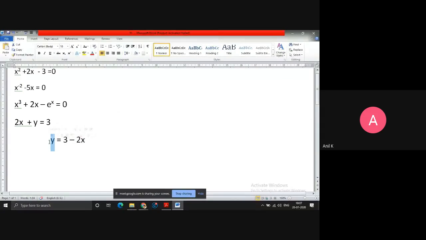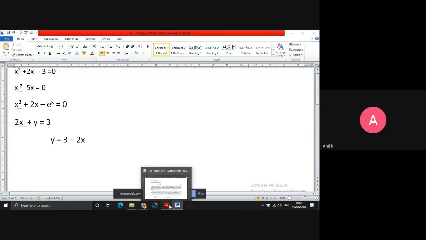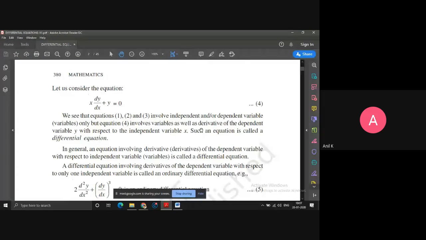In your textbook they use this word multiple times. Let me show you here: the derivative of the dependent variable y with respect to the independent variable x. They use this phrase multiple times in the explanation: the derivative of the dependent variable with respect to the independent variable x, that is dy by dx, the differentiation of y with respect to x. Such equations are called differential equations. So this is the meaning of our definition of differential equations.